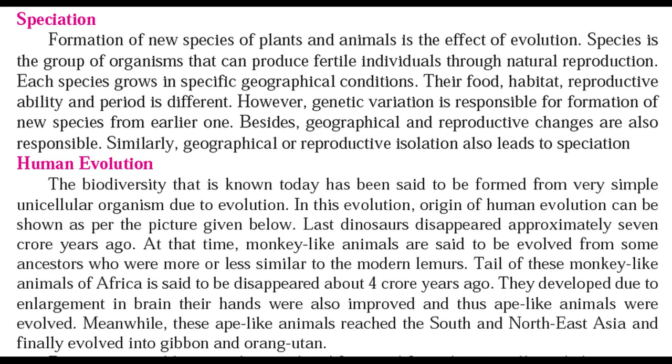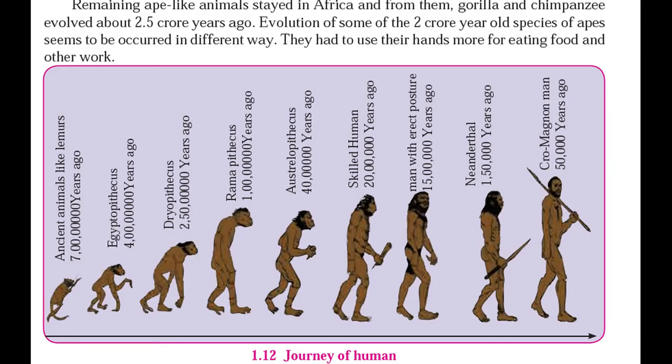Now let's turn to human evolution. The biodiversity that is known today has been said to be formed from very simple single cell organisms due to evolution. In this evolution, origin of human can be shown as per the picture given in the next slide. The last dinosaurs disappeared approximately 70 million years ago. That is 70 million years.